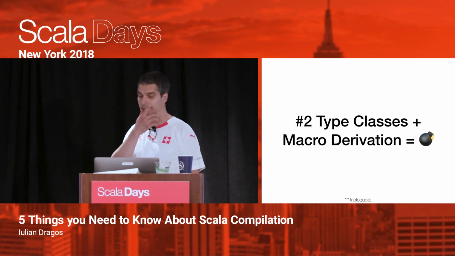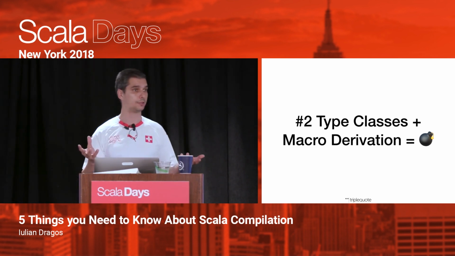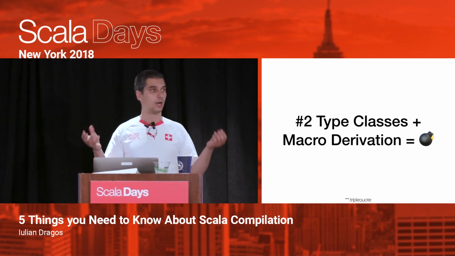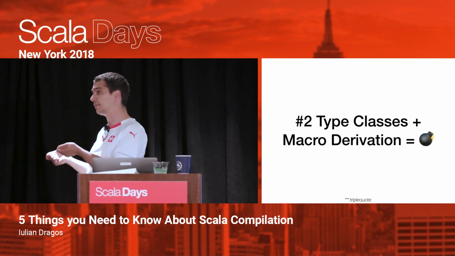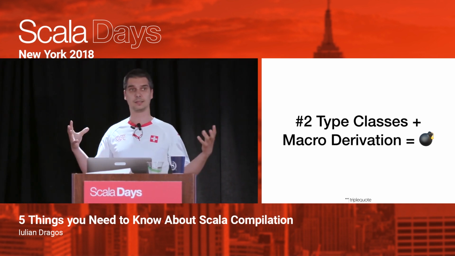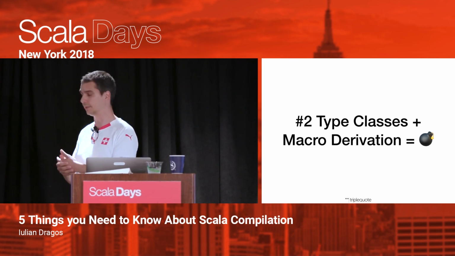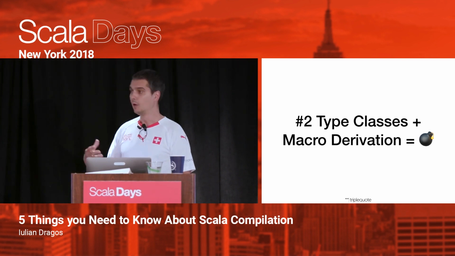All right, number two: type classes and macro derivation. This is a very powerful combination, and I think a lot of people use this day by day, daily. One of the use cases is JSON serialization. So you have your nice case classes, and you want to derive from them some type class, usually a JSON serializer. Well, these things can work very well, but they're also a ticking bomb.